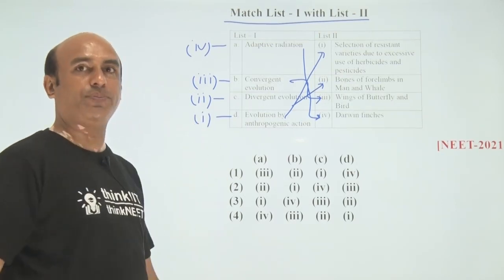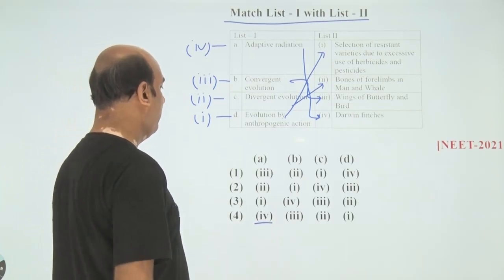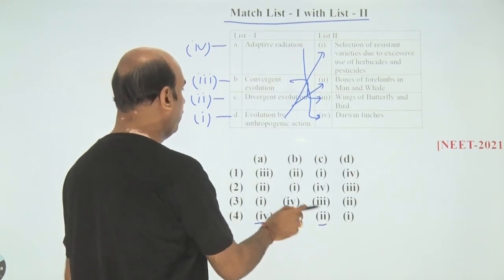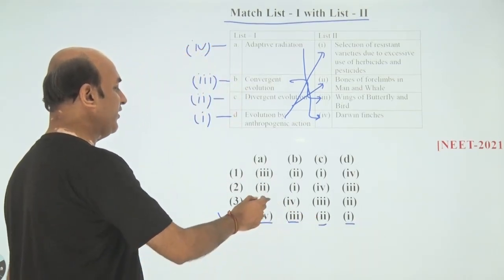Now let us look at which option is correct in this manner, where A is 4. A is 4 in option number 4, B is 3, C is 2, and D is 1. So here we find our answer, and the correct answer for this question is option 4.